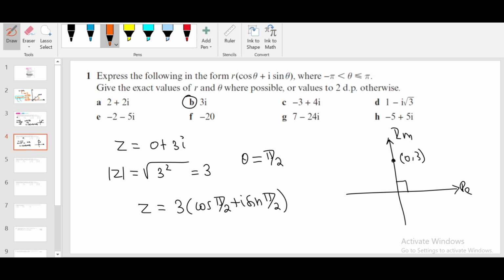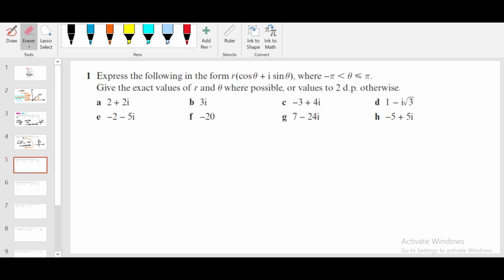Did you notice something? If you sub in the value of cos pi by 2, sin pi by 2 here, cos pi by 2 is 0, sin pi by 2 is 1, you will get the complex number back in this form. Okay, but don't do that because they want you to write it in the modulus argument form. Let's take one more. Maybe question E.